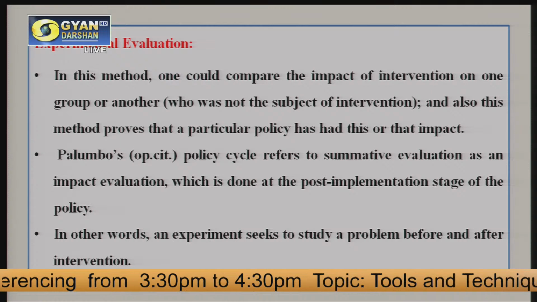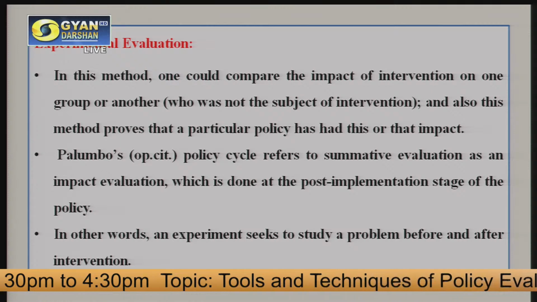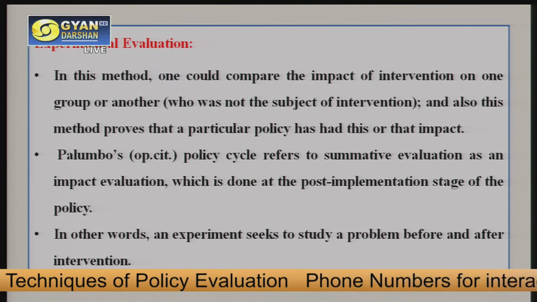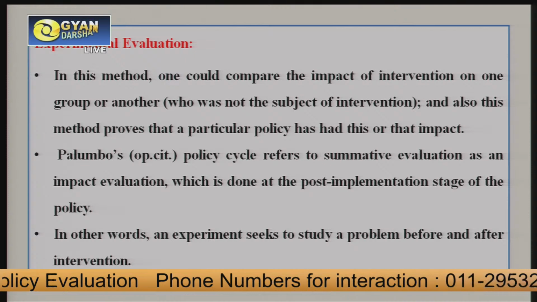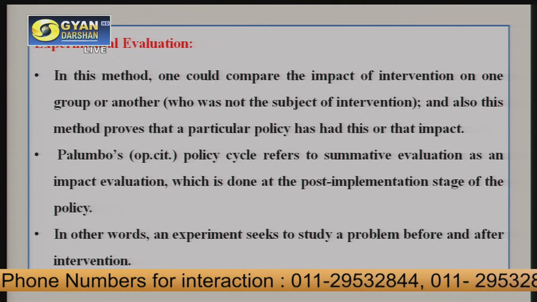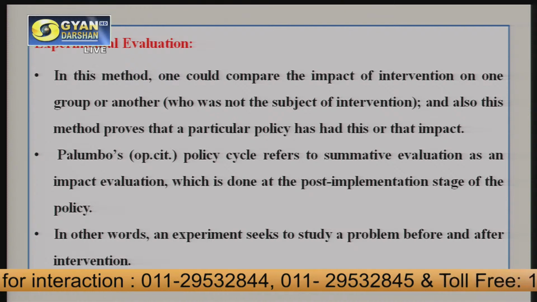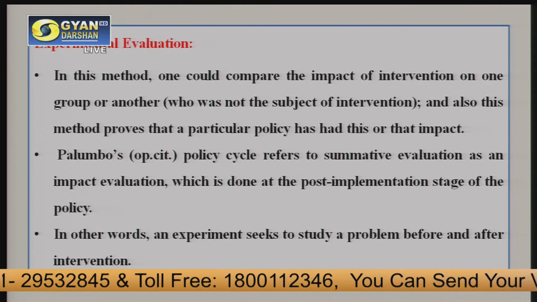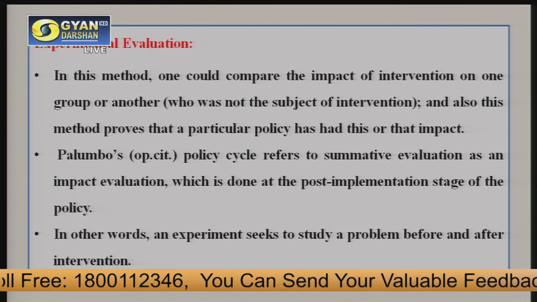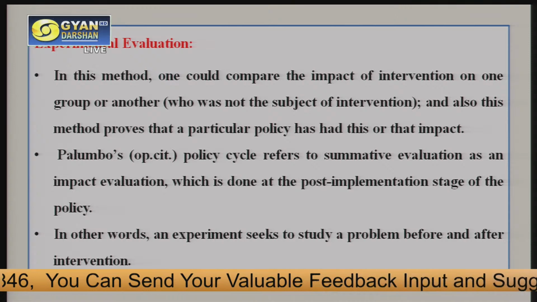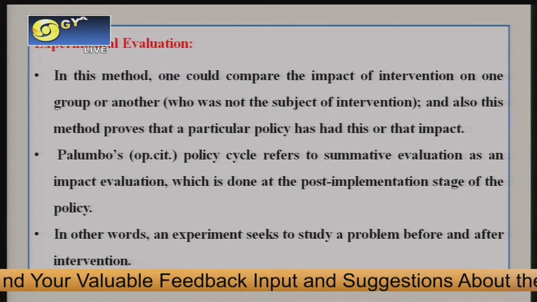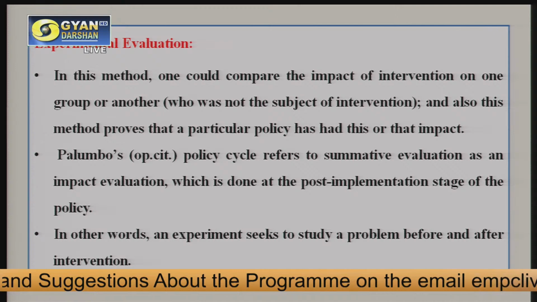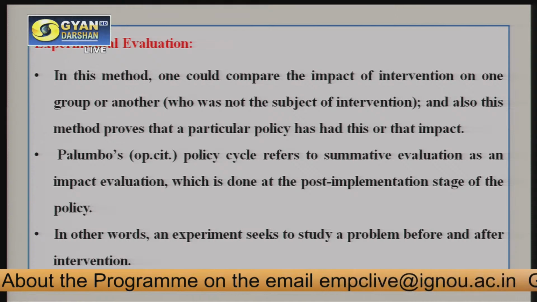So in the policy cycle, as I mentioned, there are two kinds of evaluation. One is the summative and the other one is the impact evaluation. The summative evaluation is done at the post-implementation stage of the policy. In other words, the experiment seeks to study a problem before and after intervention. In the experimenting society, the focus should be on the problems rather than the advocacy of solutions. Thomas Dye has said that the experimenting society is a response to the limited resources facing policymakers and the public, and a way of addressing the problem of inequality in access to power.